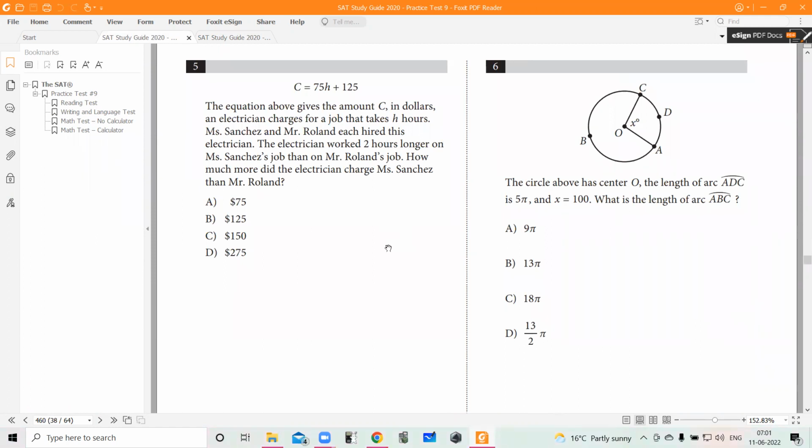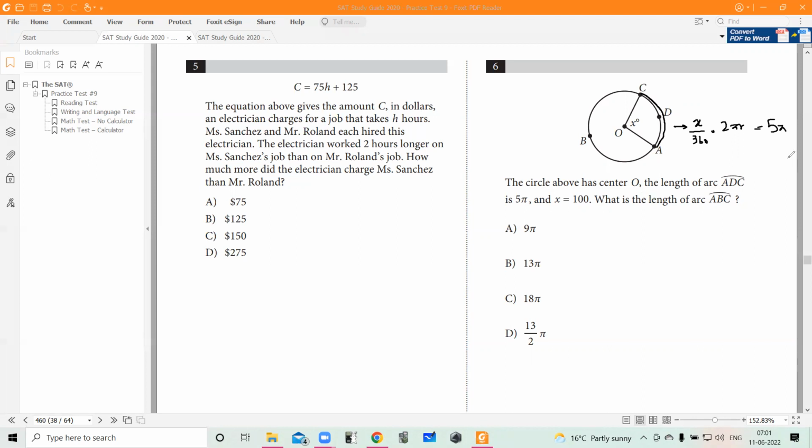So in 6, I did x over 360 is equal to 5 pi. Yeah, but the thing is x over 360 times 2 pi r is equal to 5 pi, right? Because the length of the arc is x over 360 times 2 pi r. And they are telling you that it is equal to 5 pi, right? Yeah. And they're telling you that x is 100, right? Yep.